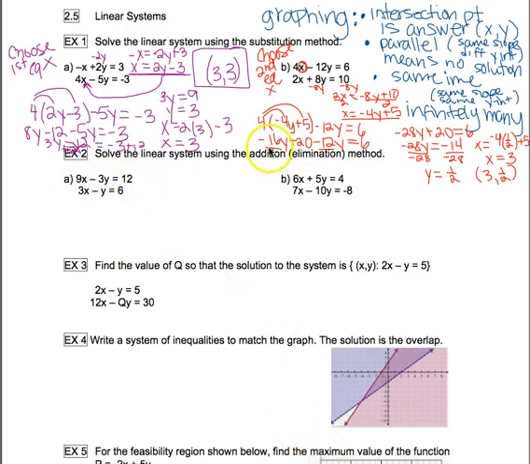All right, moving on using the addition method, which is also called the elimination method. Here, our first objective is to get opposites on one of the sets of variables so that I can get them to eliminate themselves or cancel out.